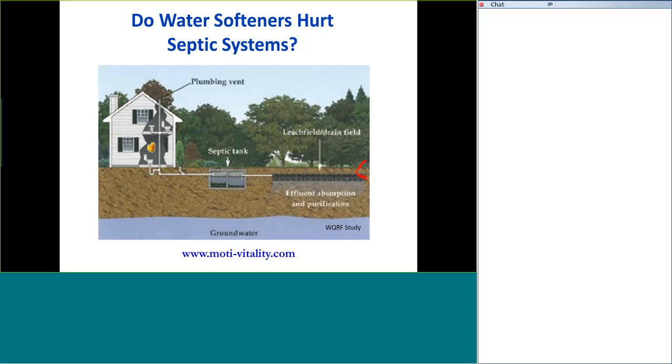But anyway, when you go out to a new house, you'll see these big holes that look like a swimming pool. That's the absorption field. Somewhere in the yard, there's usually going to be a big concrete tank that's buried. And it's actually not going to be that deep.